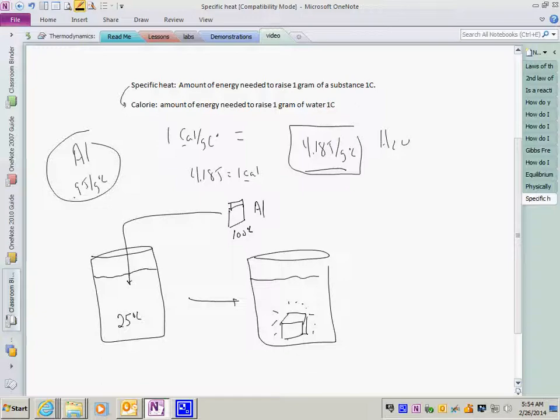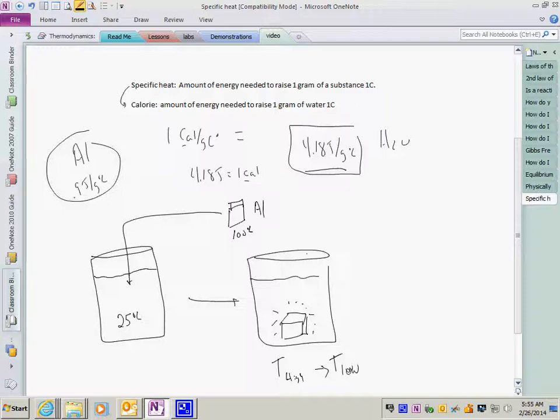It has nothing to do with how much energy the water has versus how much energy the block has. Energy flows from areas of high temperature to areas of low temperature, until they're equal, and then an equilibrium is established, and then we're good to go.